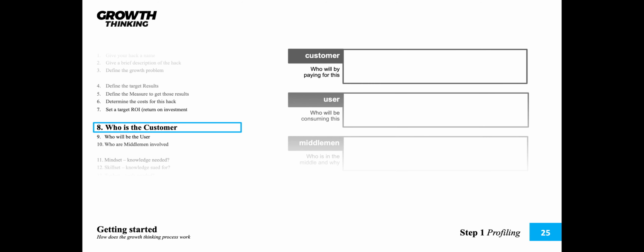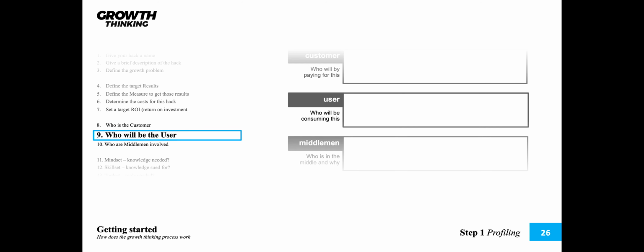The next part is us profiling some really important things. So the first part is we want to know who the customer is. Who is it that you're actually targeting? It's really important here to be as explicit as possible. If you can be as detailed as some of the key demographics that you may be looking at, this is the place to do it.